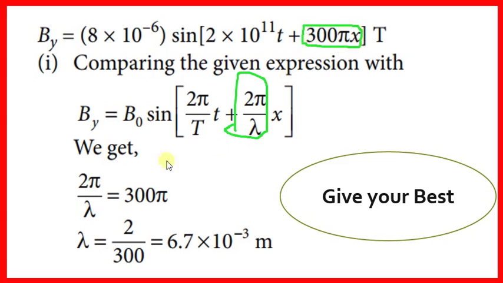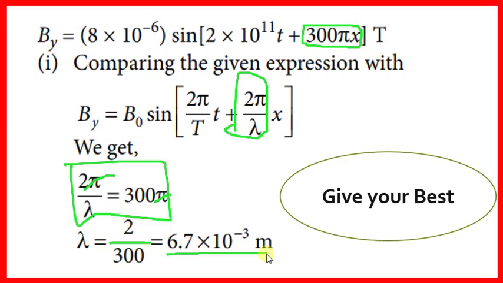It means 2 pi by lambda is 300 pi. Pi will be cancelled out by pi, so lambda would be 2 divided by 300. It means 6.7 into 10 to the power minus 3 meter. So the wavelength of the electromagnetic wave is 6.7 into 10 to the power minus 3 meter.